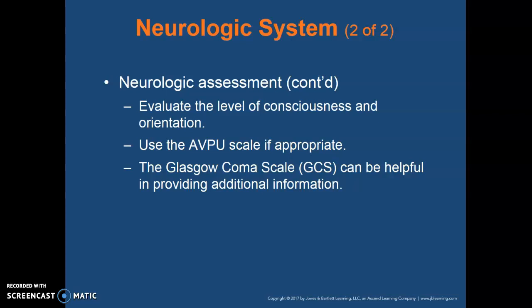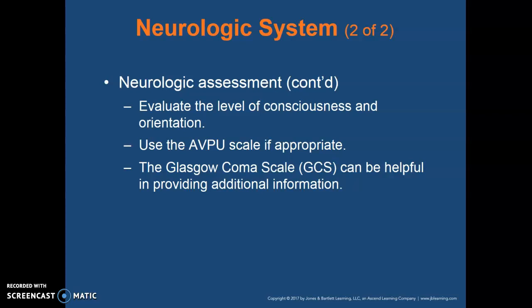We've already talked about that and their orientation. The AVPU scale, if appropriate, it should be appropriate for the majority of your patients. And then the Glasgow Coma Scale can be helpful as well. Glasgow Coma Scale is also called the GCS score, and it can test the parameters of the patient's eye opening, their best verbal response, and their best motor response.